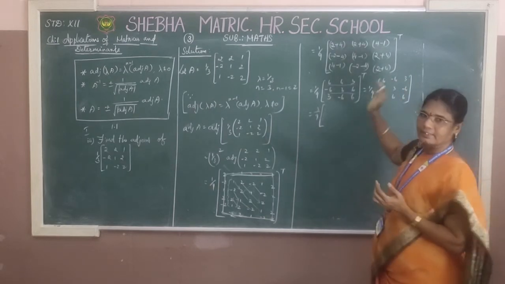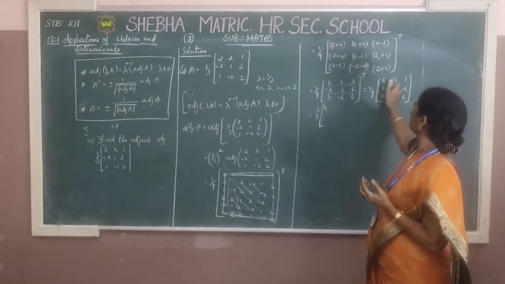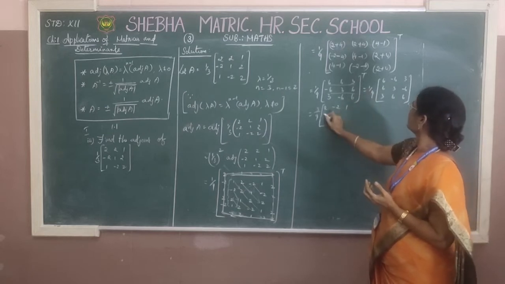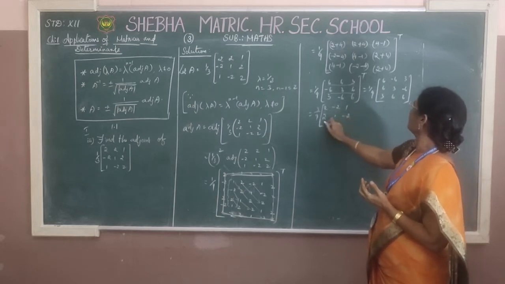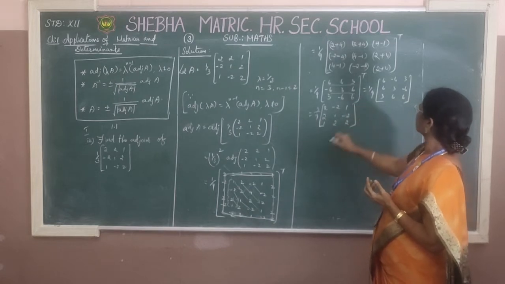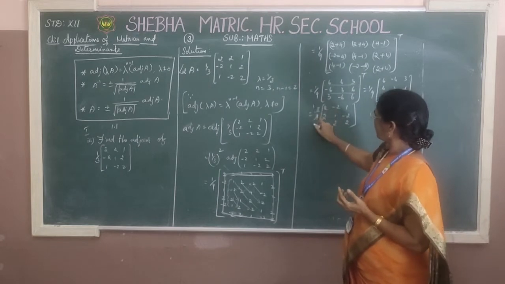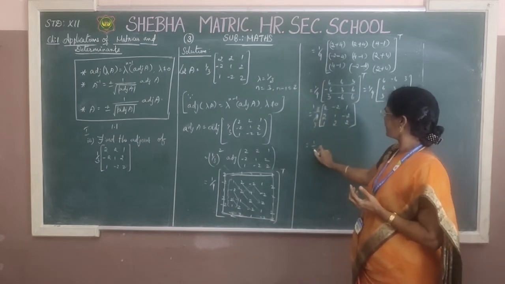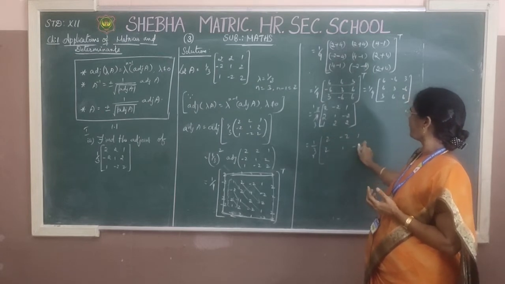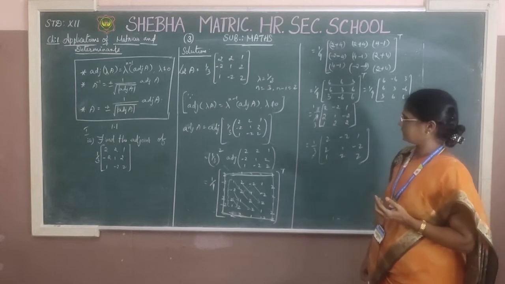Next we can take 3 outside. After taking 3, what we get? 2. And this is minus 2. And this is 1. And here 2, 1, minus 2. And 1, 2, 2. Okay. Now 3 by 9: 1 time and this is 3 times. So our answer is 1 by 3 into 2, minus 2, 1, 2, 1, minus 2, 1, 2, 2. So this is our answer.